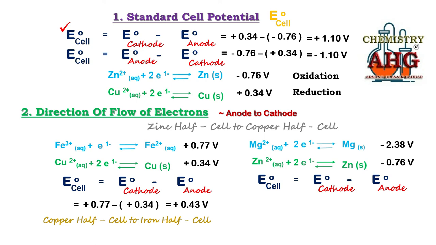So insert the values. Cathode is zinc, minus 0.76 minus minus 2.38, and if you just use the calculator, you will get the answer plus 1.62 volts. So since you are getting positive voltage, it means it is an electrochemical, a voltaic cell that is generating voltage. What will be the direction of flow of electrons in this cell? Direction of flow of electrons as usual is from anode to cathode, from magnesium to the zinc half cell.